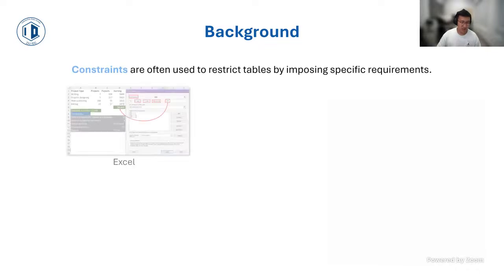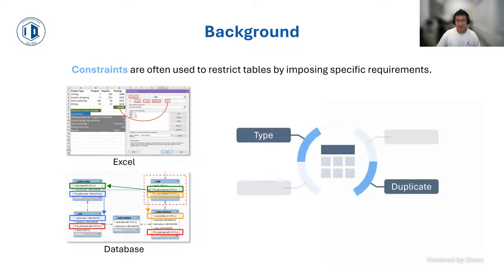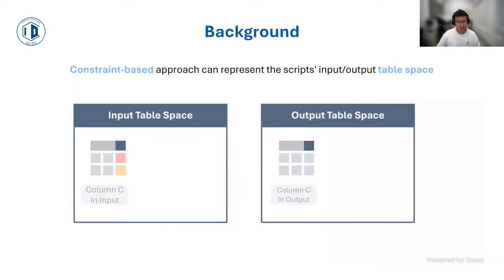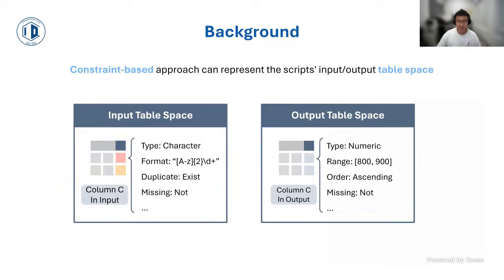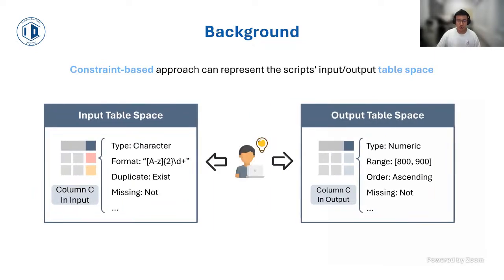Inspired by previous research and existing tools like Excel and databases, we observed constraints commonly used to restrict values, formats, and relationships in data tables. We have realized that leveraging these constraints can help represent the table space. Consequently, we propose a constraint-based approach to help users understand the input and output space of scripts.